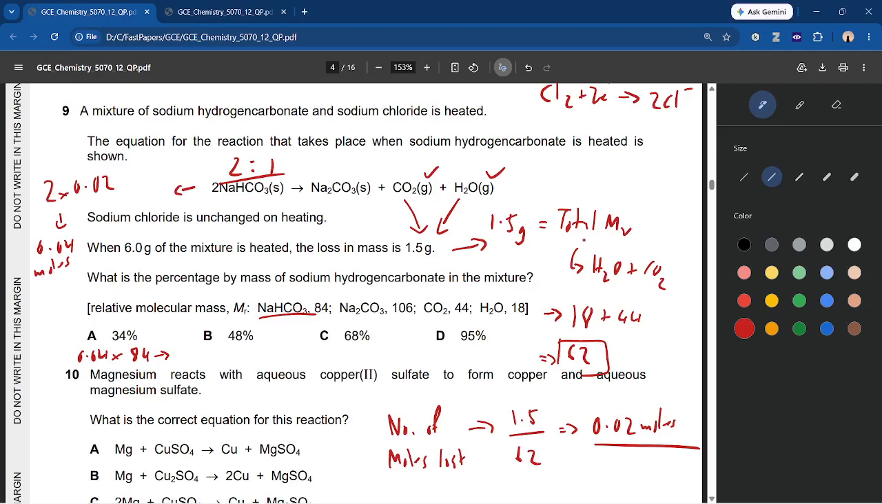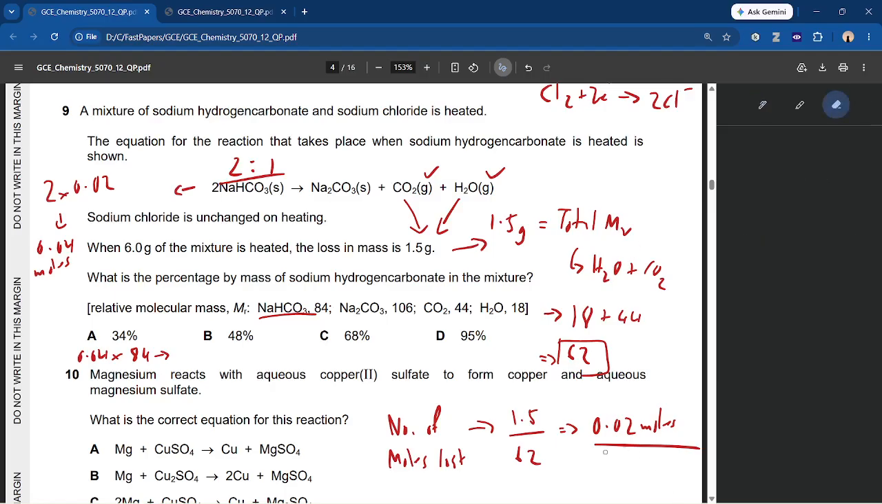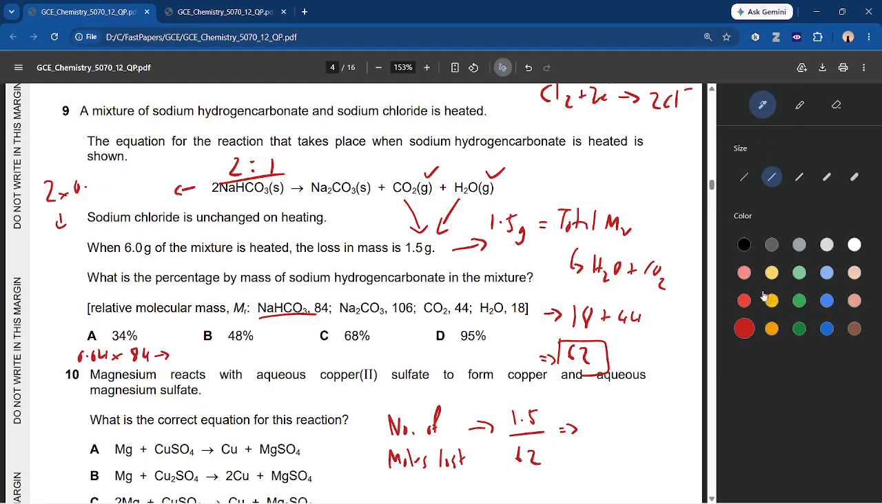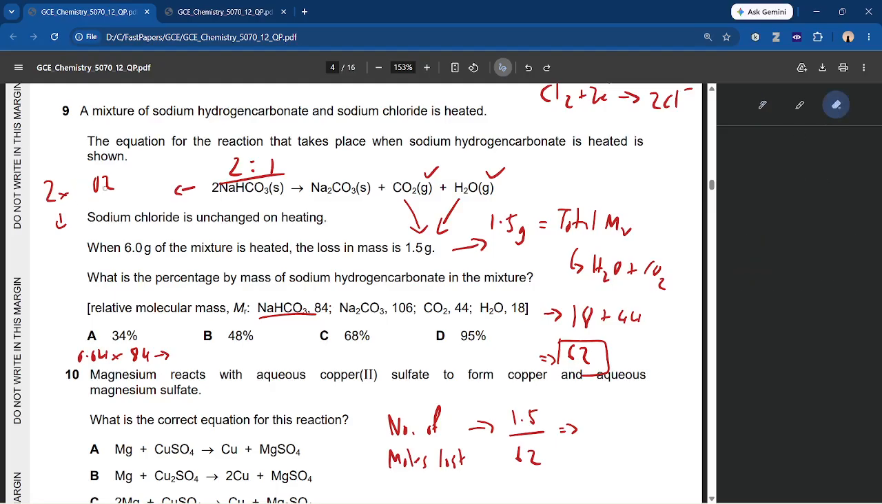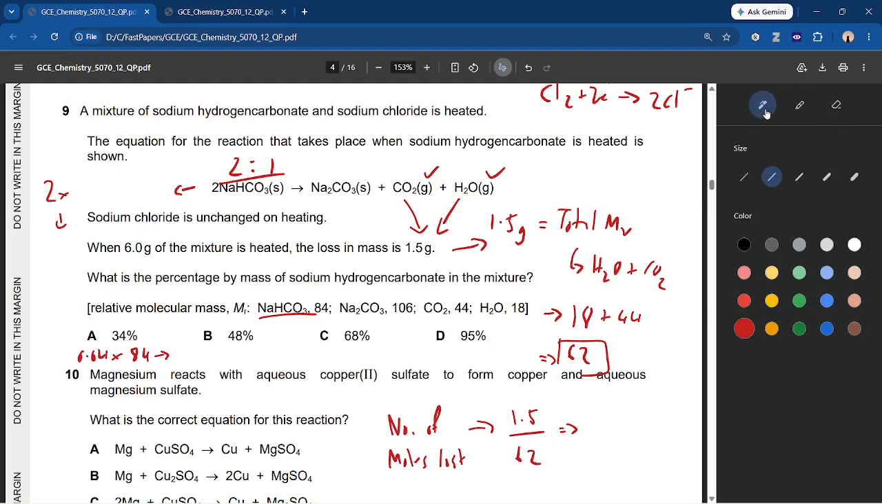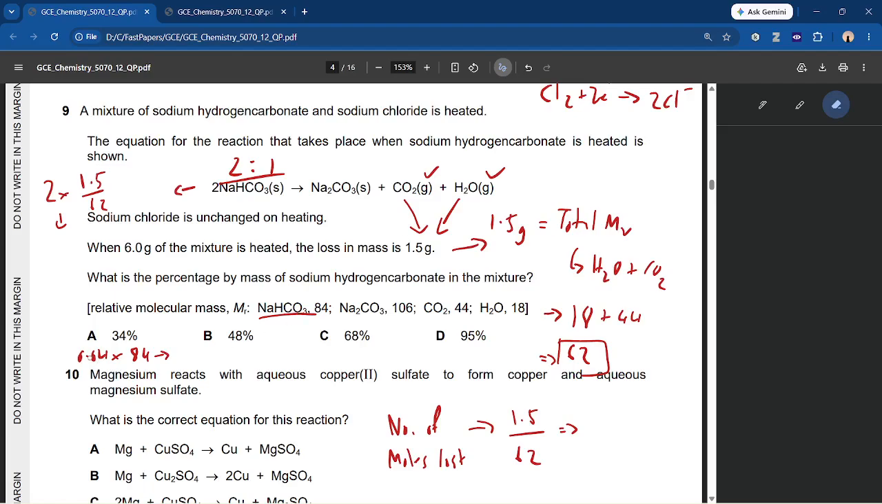Okay, so the trick with these types of questions is you never round off too early, because that's going to cause a lot of changes within your answer. So what we're going to do is keep this value as it is. So let's keep this value 1.5, into 1.5 by 62. Divide by 62. So 2 times 1.5 divided by 62. So that's going to be 3 by 62. So this will be 3 by 62 into 84.